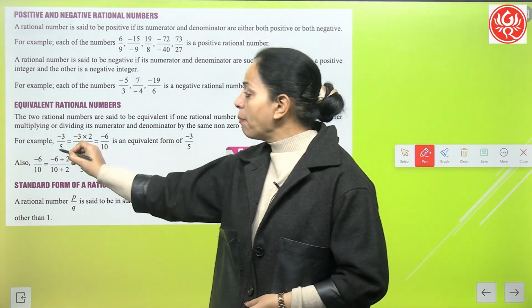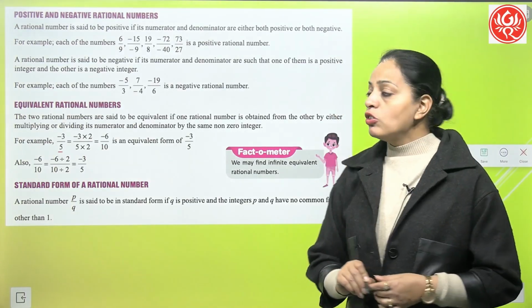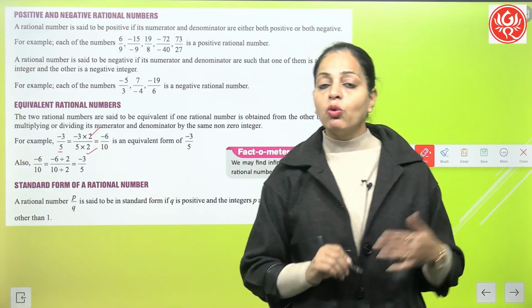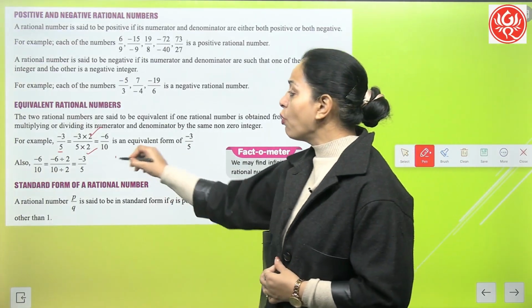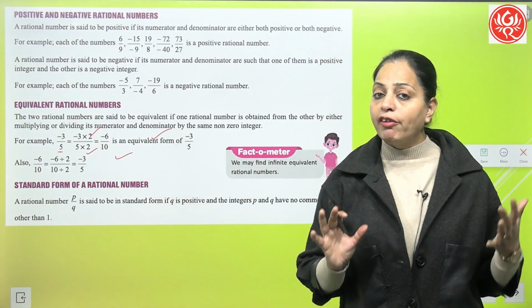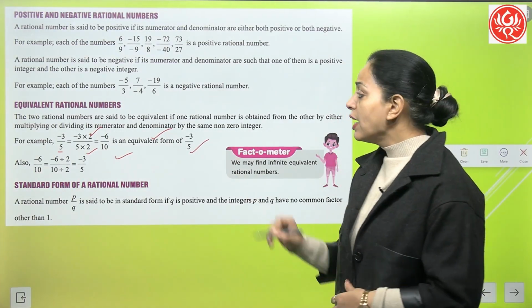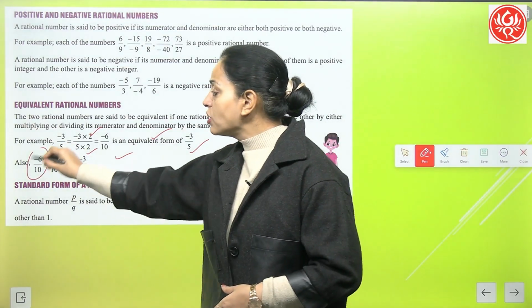See, for example, minus 3 upon 5. So multiply कर दे 2 से. So multiply by 2, multiply by 2. What we are getting? Minus 6 upon 10. So this is an equivalent rational number of minus 3 upon 5. Right? अब हमारे पास minus 6 upon 10 है.